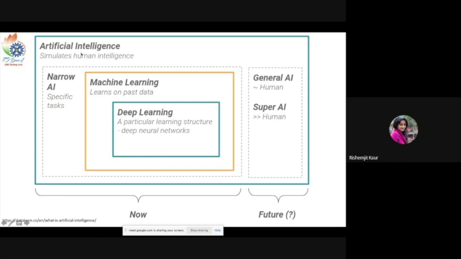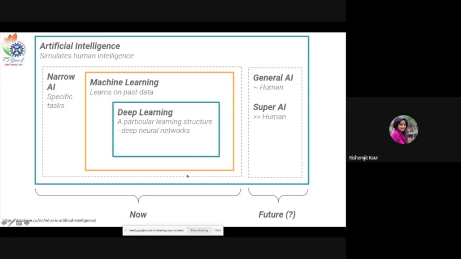So if I categorize what is AI, what is machine learning, what is deep learning, we keep hearing all these words, especially deep learning these days, it is such a buzzword. Everybody wants to use deep learning, right? AI is a broader perspective. AI is something where we try to simulate human intelligence. It consists of narrow AI, where we can perform a specific task, and then the general AI and the super AI, as I talked about.